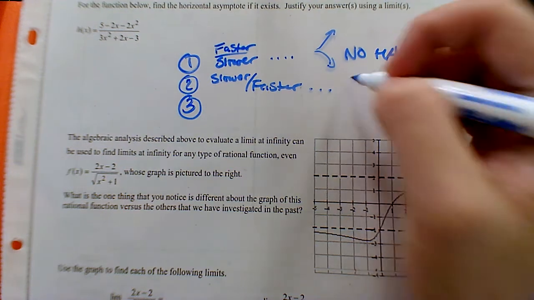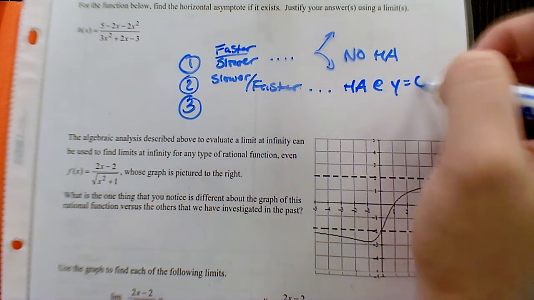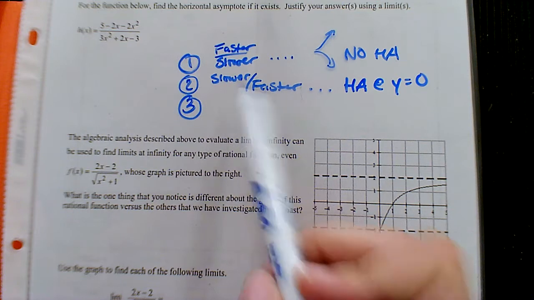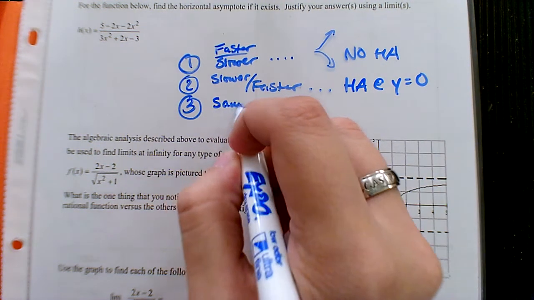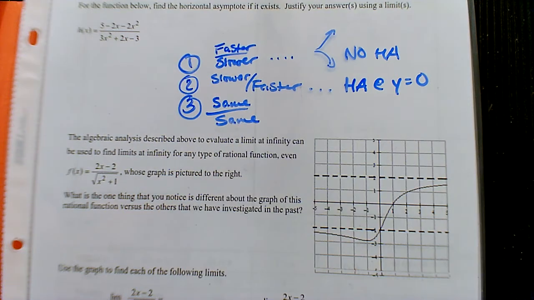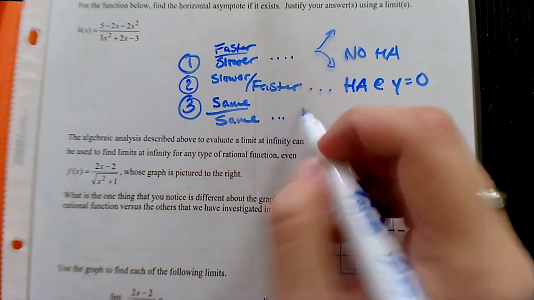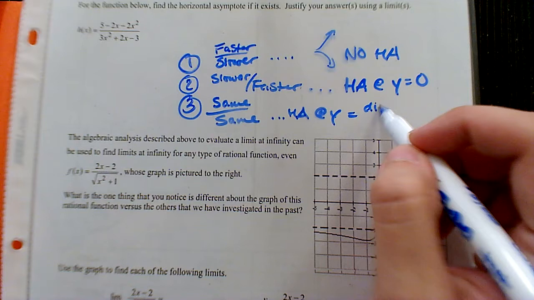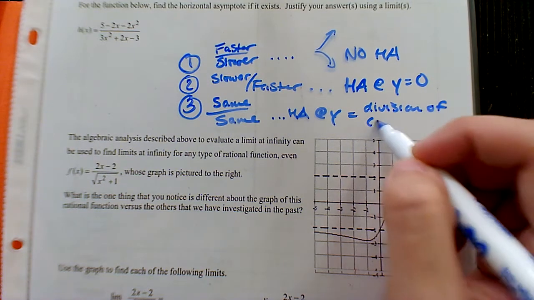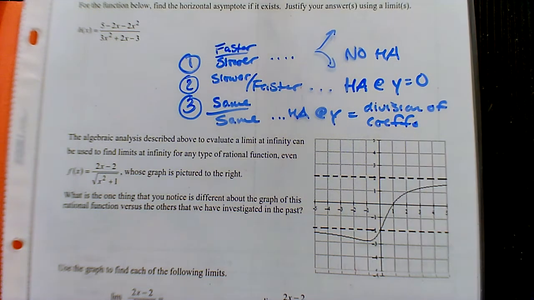The horizontal asymptote is at 0. It's always at 0. Because if you take a small number divided by something massive, you're going to get like 0.000000000 something, which is really, really close to 0. And what if they had the same growth rates, aka the same degree? You divide the coefficients. Okay, so we have a horizontal asymptote at the y value of the division of coefficients. Okay, good review, because we're going to see a little bit more of that today.